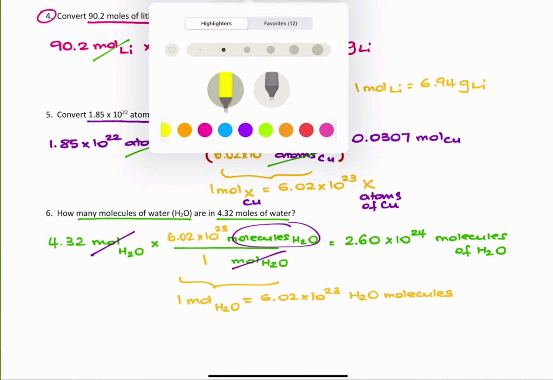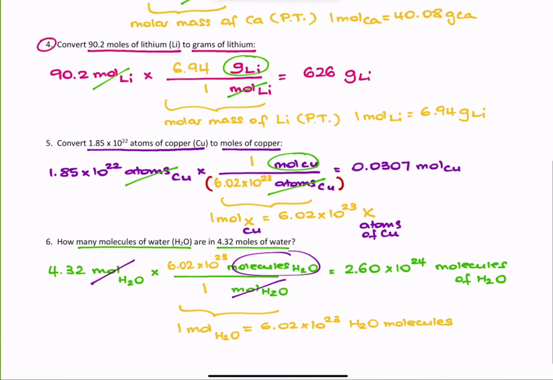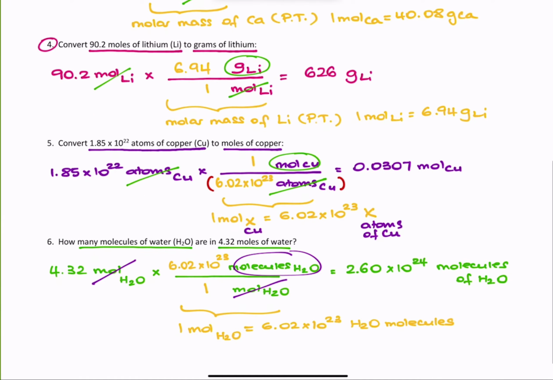Again, we can do the sig figs for these 3 problems. 3 sig figs, 3 sig figs, 3 sig figs, the leading 0 don't count. 3 sig figs.